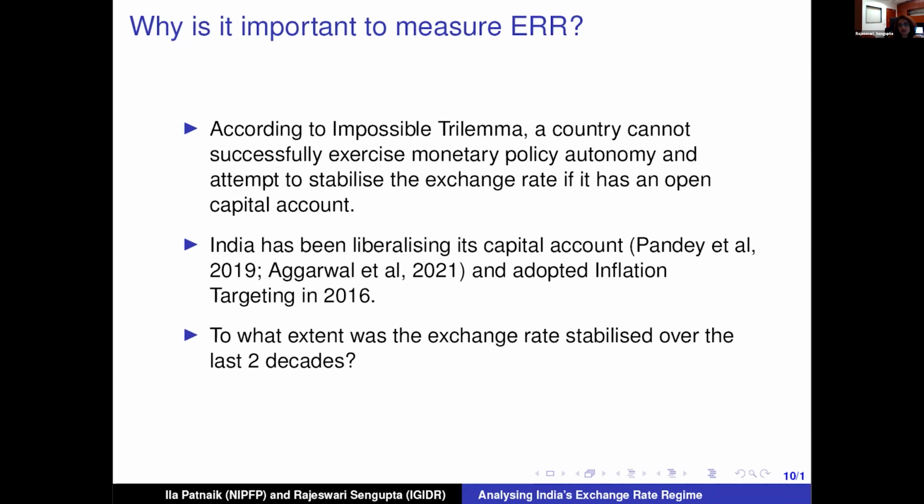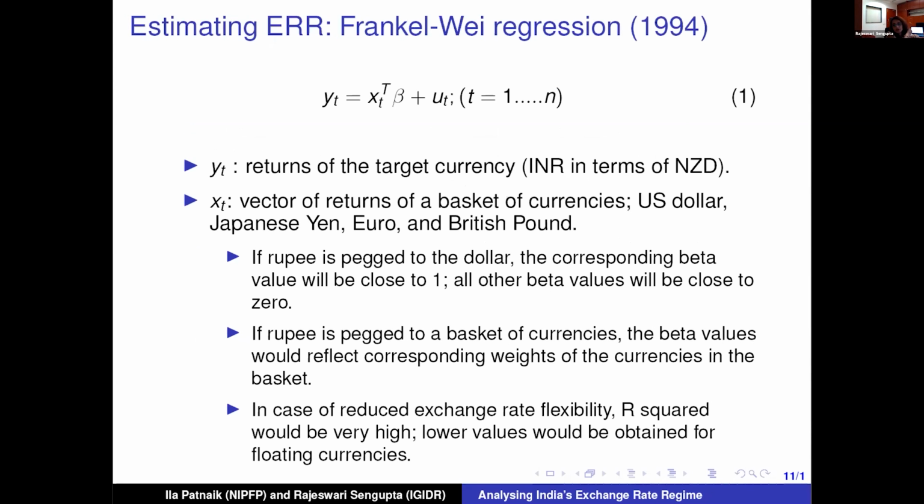So that means there is an important question about this third vertex of the trilemma, that is, what is happening with the exchange rate. And as I said, since we don't have much information about the exchange rate, that is why it becomes important to measure the exchange rate regime using data, to understand to what extent the exchange rate has been stabilized during this period of time, while capital account openness has been increasing and inflation targeting has been put in place. So moving on to the methods.